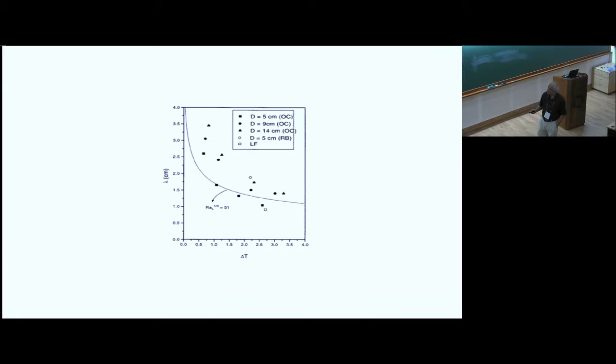And the model agrees quite well with experiments. So this is the plume spacing in centimeters for water, and this is the model. And these are data from experiments taken from different sources.